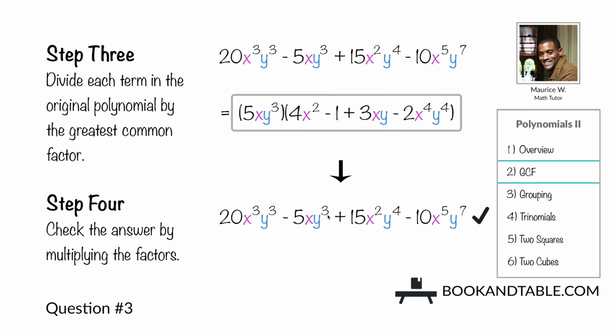And since our final polynomial matches our original polynomial, that lets us know that we found the factors of that polynomial, which are 5xy cubed and 4x squared minus 1 plus 3xy minus 2x to the 4th y to the 4th. So that is how we factor a polynomial by removing the greatest common factor.